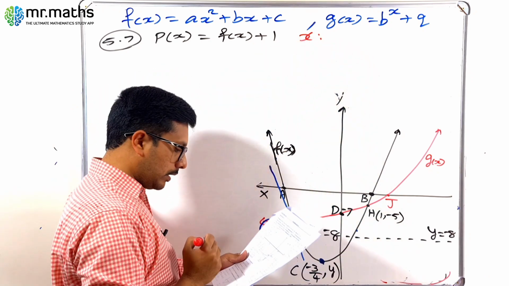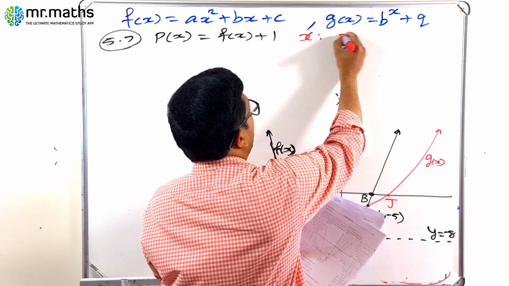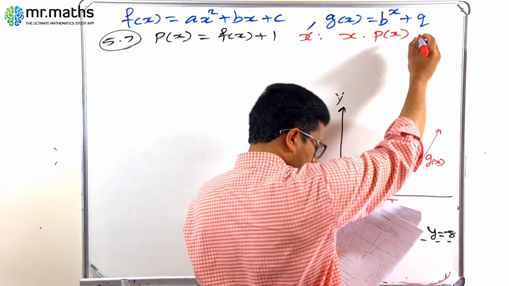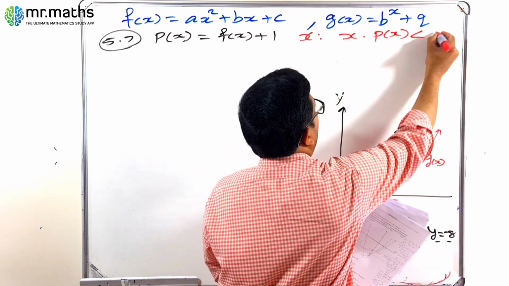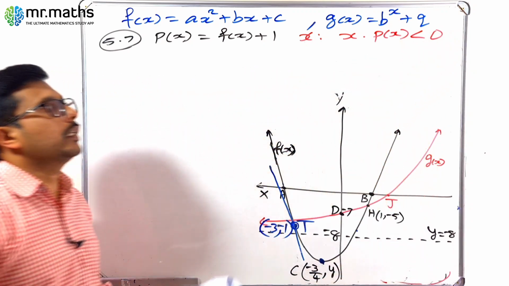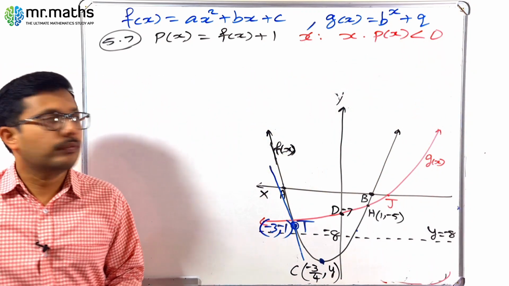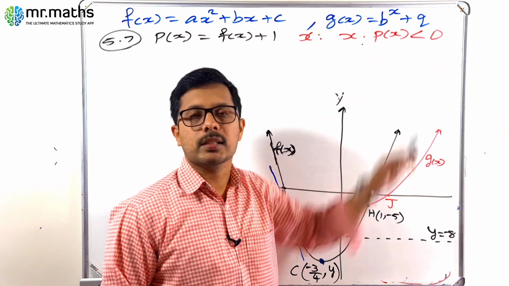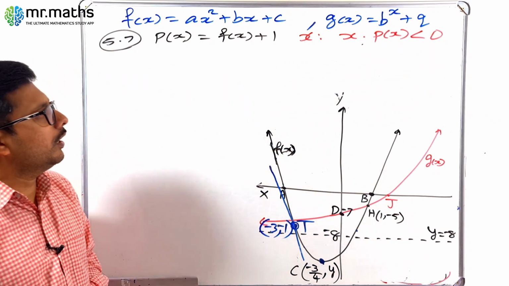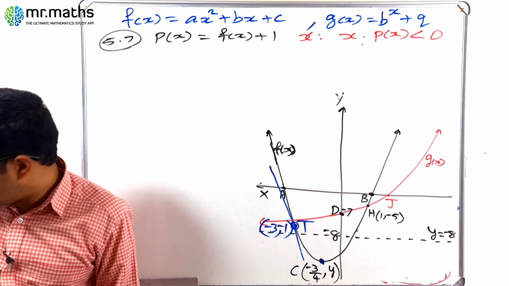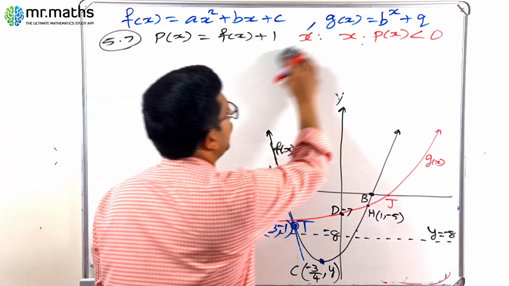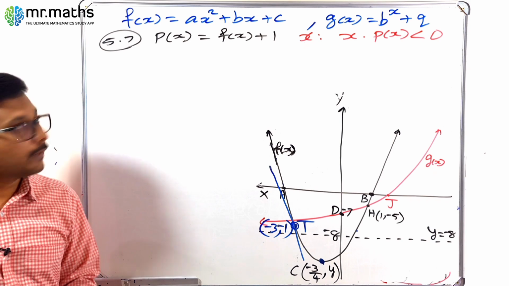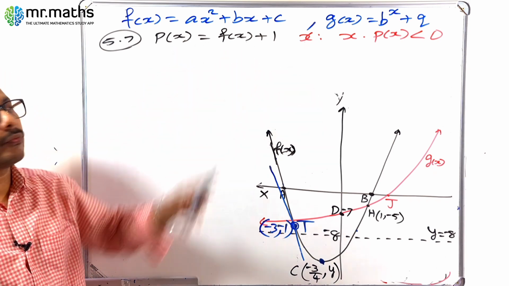And what is x? Where x times p of x is less than 0. Less than 0 means negative. You have to find the values of x where x times p of x is less than 0. Listen very carefully. It's a little bit tricky, but once you understand, then you can easily understand. So now p of x is equal to f of x plus 1.